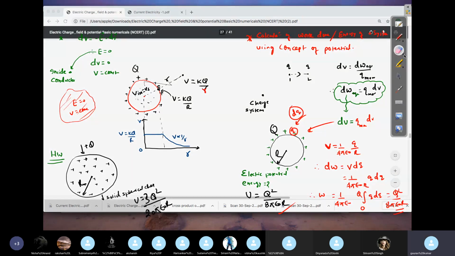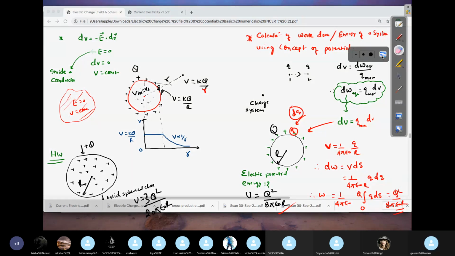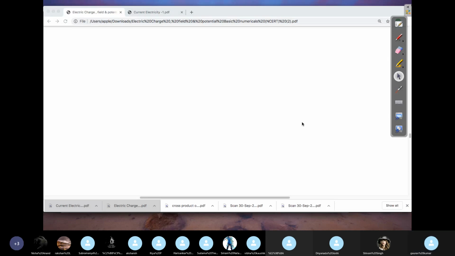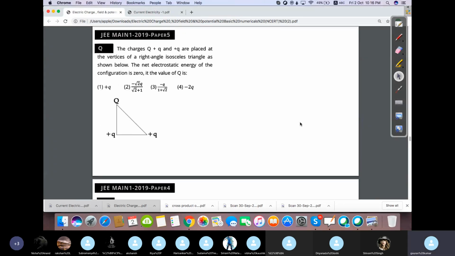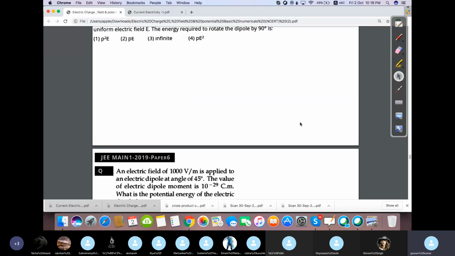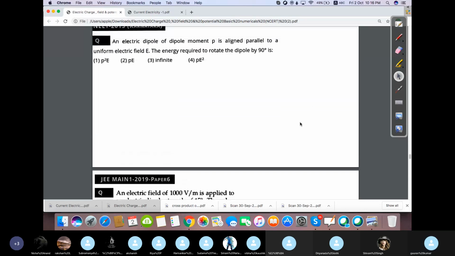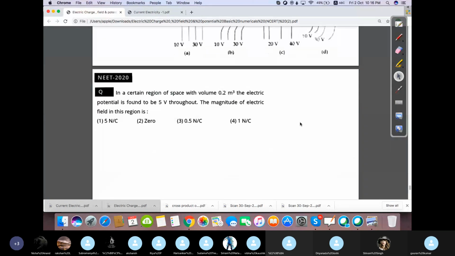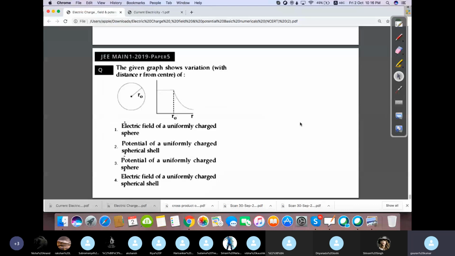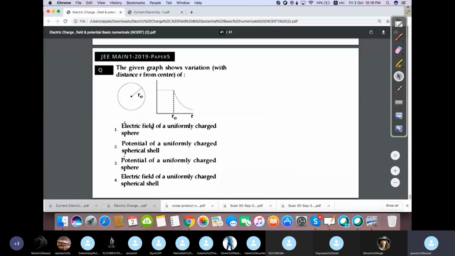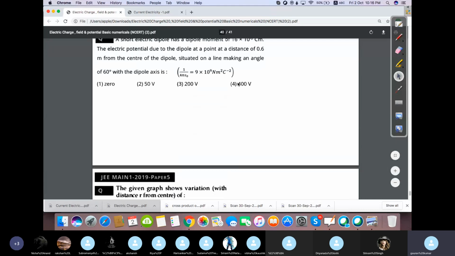Okay, now let's solve questions to revise all these concepts. I'll discuss all the questions one by one. Let's solve the easy one first. Let's solve something easy first. We solved this just yesterday, right? What is the answer? This is the spherical shell question. We solved this last class also. There's nothing in this.